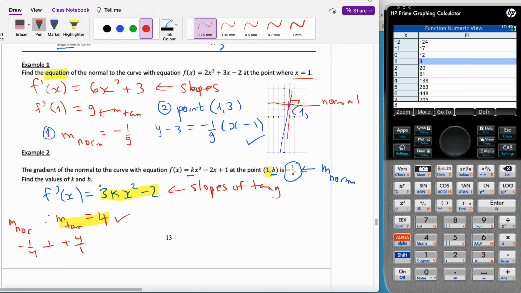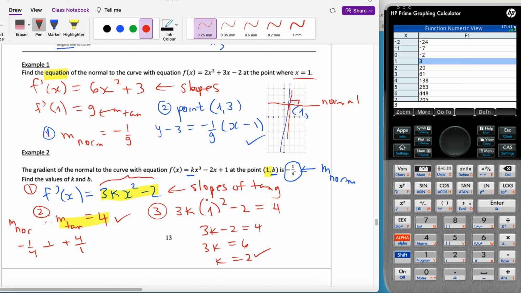Remember, this is an expression for all the slopes. So what we're going to do is set the derivative when x is 1 equal to what the slope is at 1, which is 4. Ta-da! And of course, now we can solve this. So 1 squared is just 1. This is just 3k minus 2 equals 4. You can just finish it, you can also graph it. Divide by 3 on both sides. k is 2.